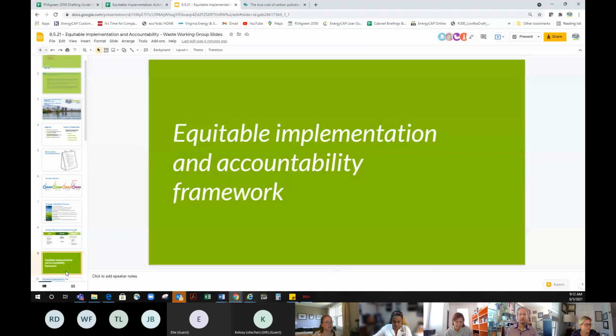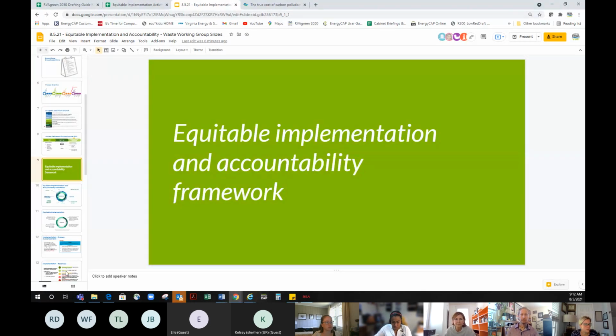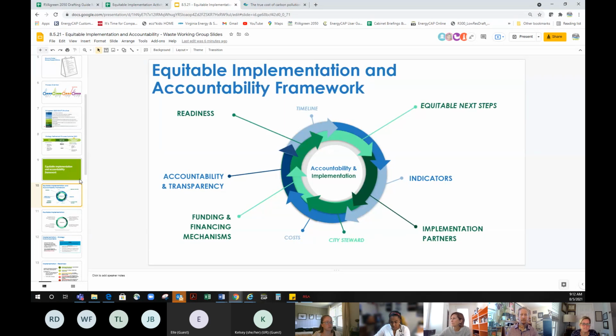And so now I'm just going to go back over this equitable implementation and accountability framework. It has all of these components. So today, last meeting and today, we're going through each strategy and looking at what's in green: the funding and financing mechanisms, the readiness, the equitable next steps, and the implementation partners. And then next time we'll be talking about indicators and accountability and transparency.